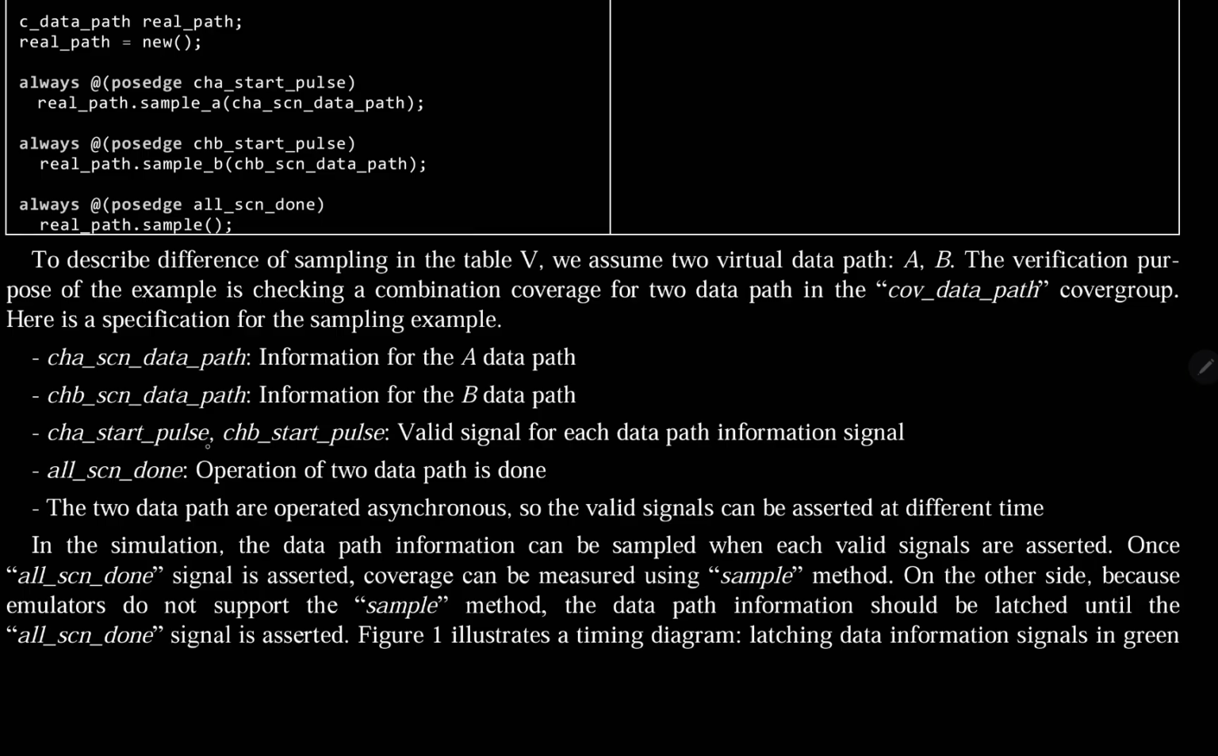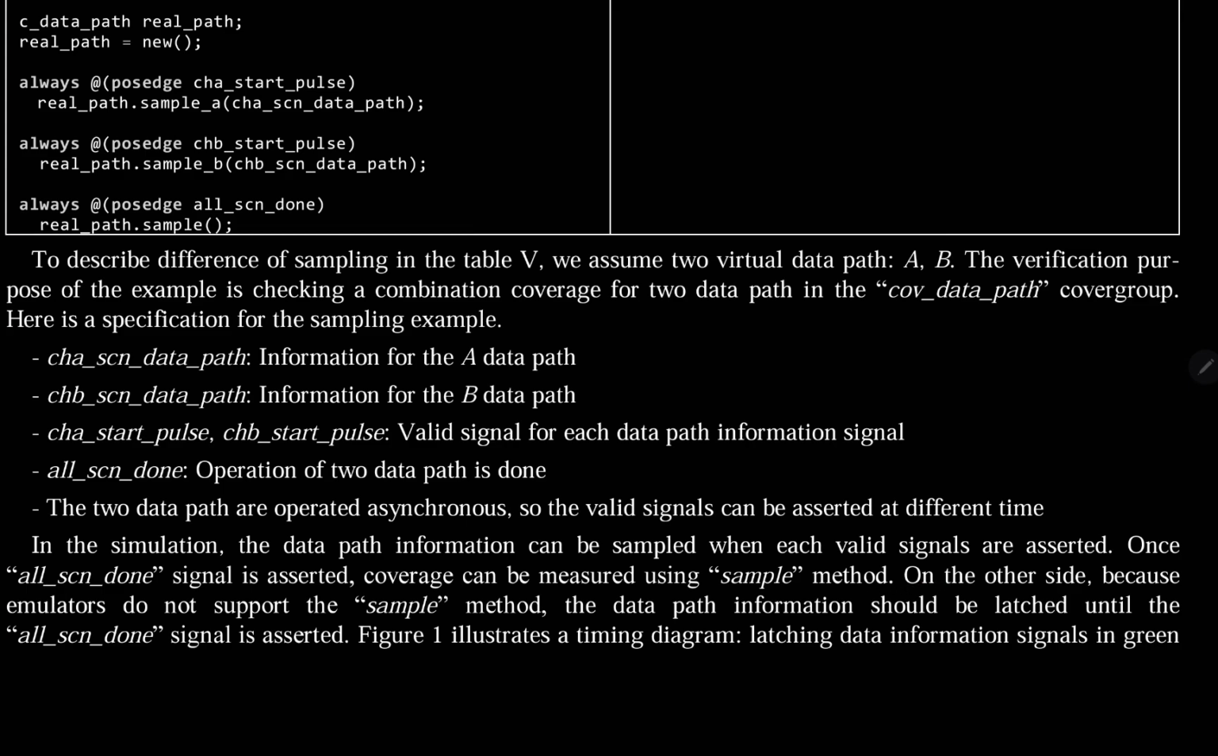CHA_start and CHB_start are the valid signals for each data path information signal. Or_SCN_done indicates the operation for the data path is done. The two data paths are operated asynchronously, so the valid signals can be asserted at different times. In the simulation, the data path's information can be sampled when each valid signal is asserted. Once or_SCN_done signal is asserted, coverage can be measured using the sample method.